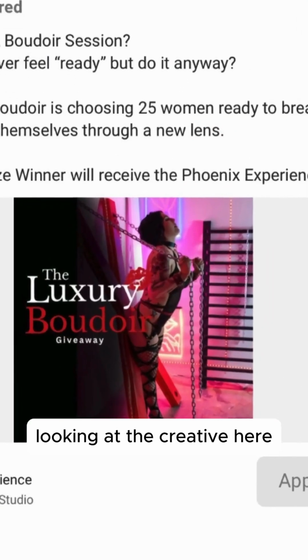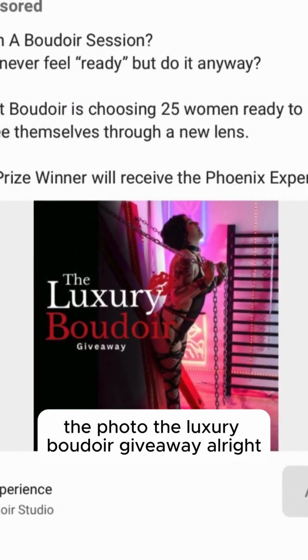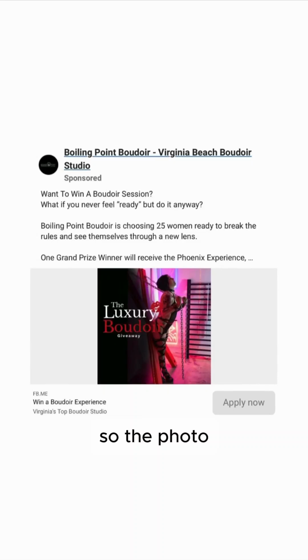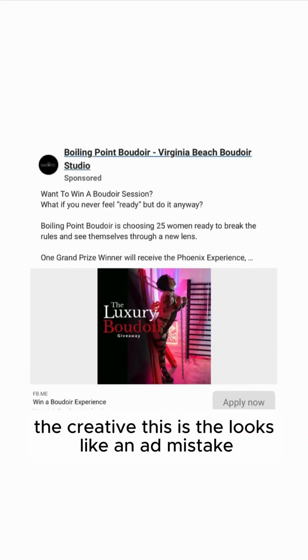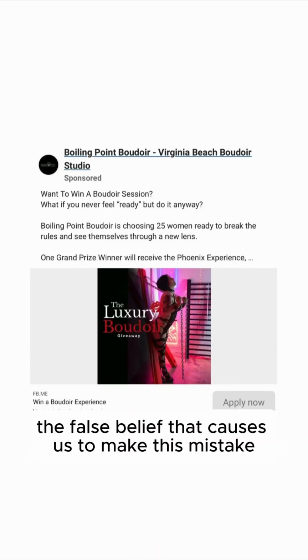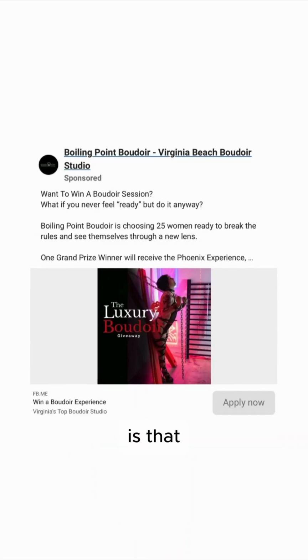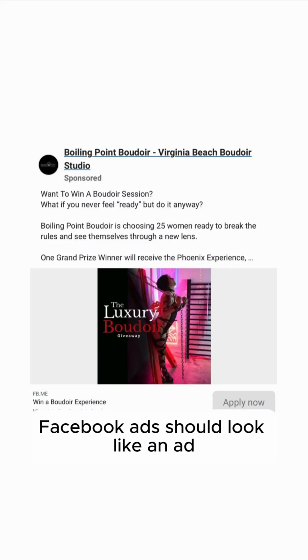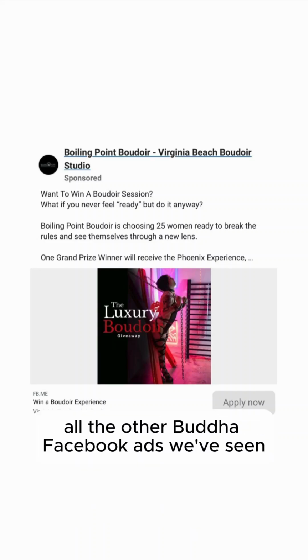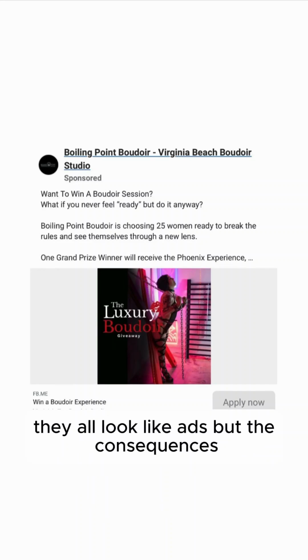Second, looking at the creative here, the photo, the luxury boudoir giveaway. All right, so the photo, the creative, this looks like an ad mistake. The false belief that causes us to make this mistake is that we believe our boudoir Facebook ad should look like an ad because that's what all the other boudoir Facebook ads we've seen, they all look like ads.